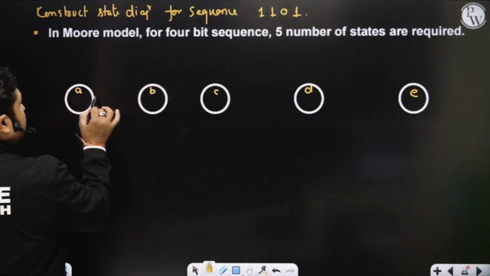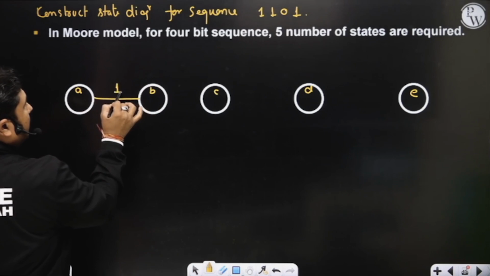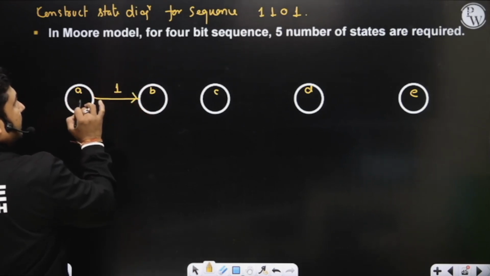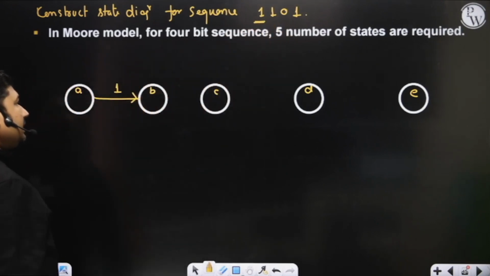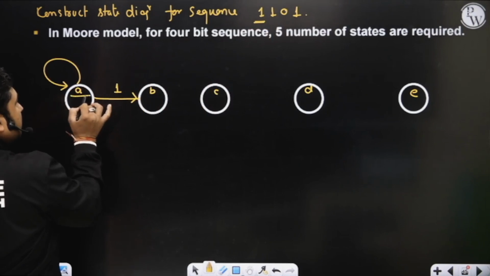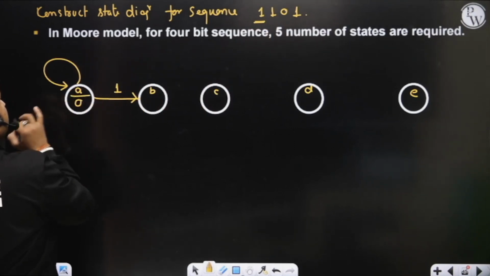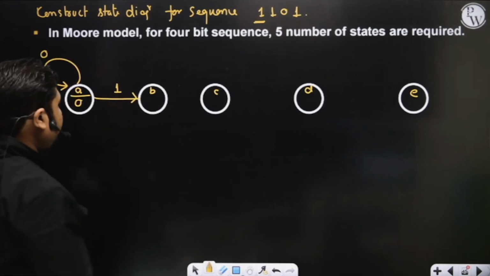Input sequence is appearing. So if input is 1, then from state A you will reach the next state because one bit in the sequence got detected. Otherwise you will remain in the same state. Since the entire sequence is not detected, output is 0. So this is your input and output. Is it okay? Yes, sir.